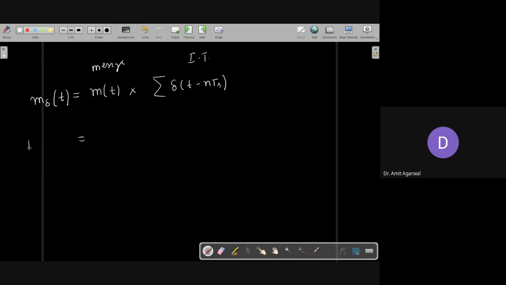So convolution in time domain. Sorry, here we multiplied. Multiplication in time domain is convolution in frequency domain. So you have to convolve your message signal spectra with the Fourier transform of the impulse train with period Ts. Do you agree?